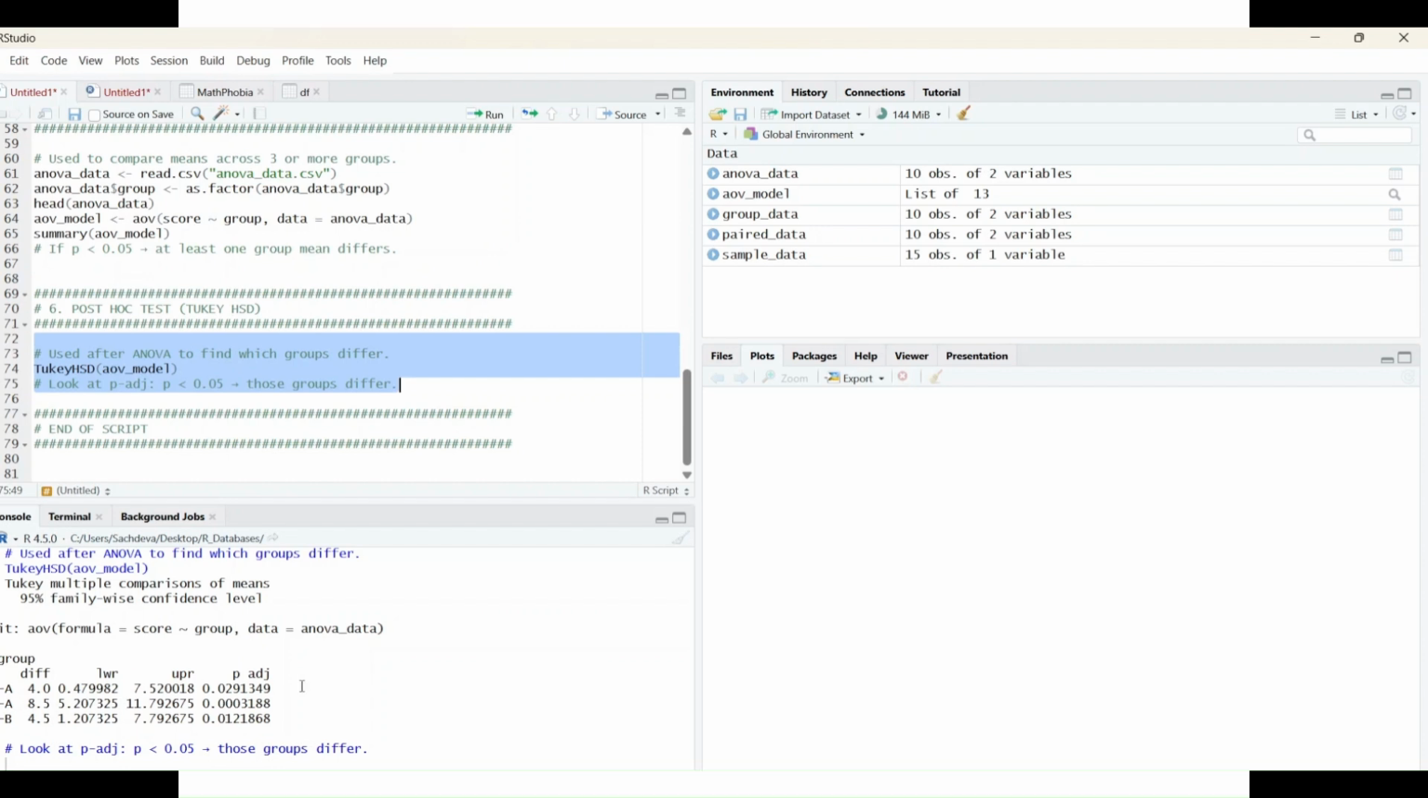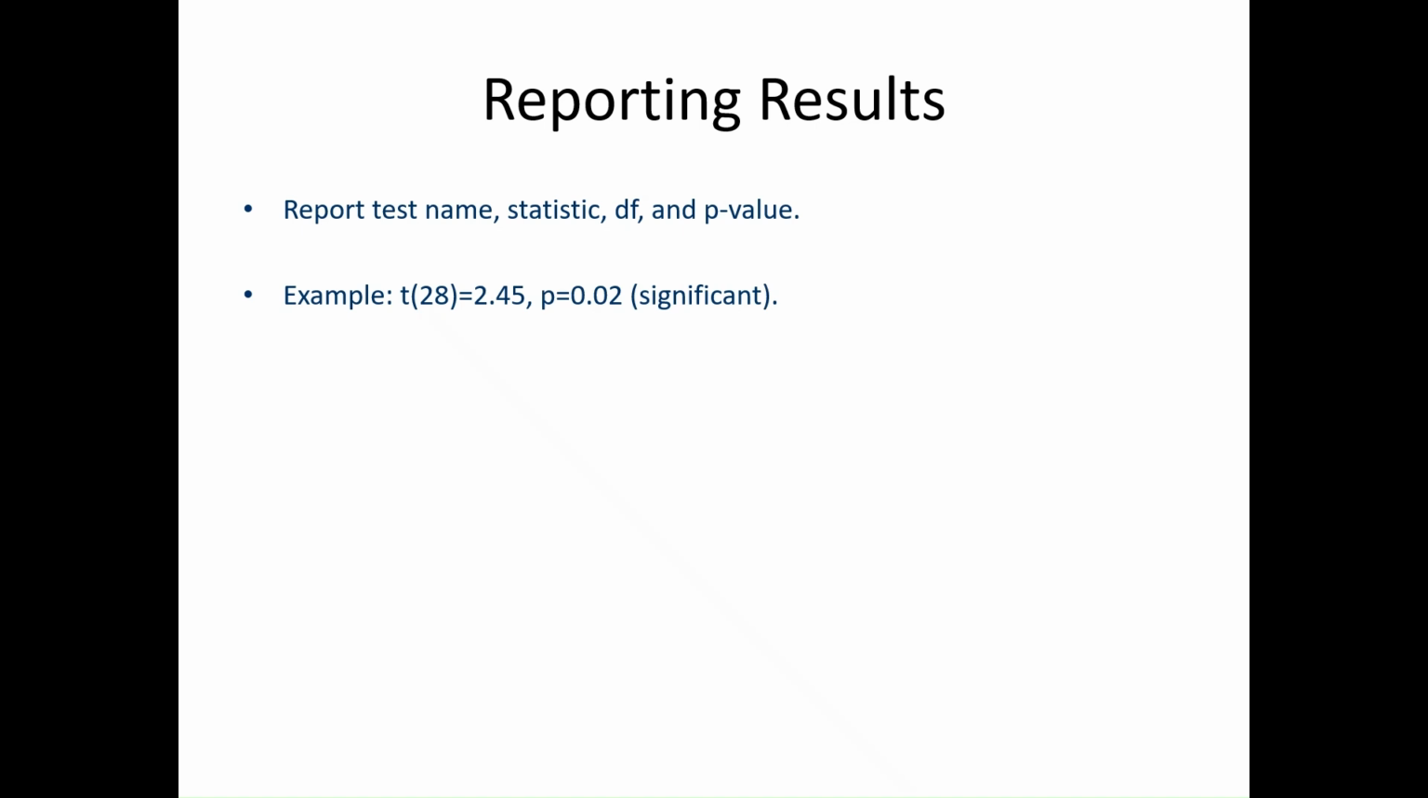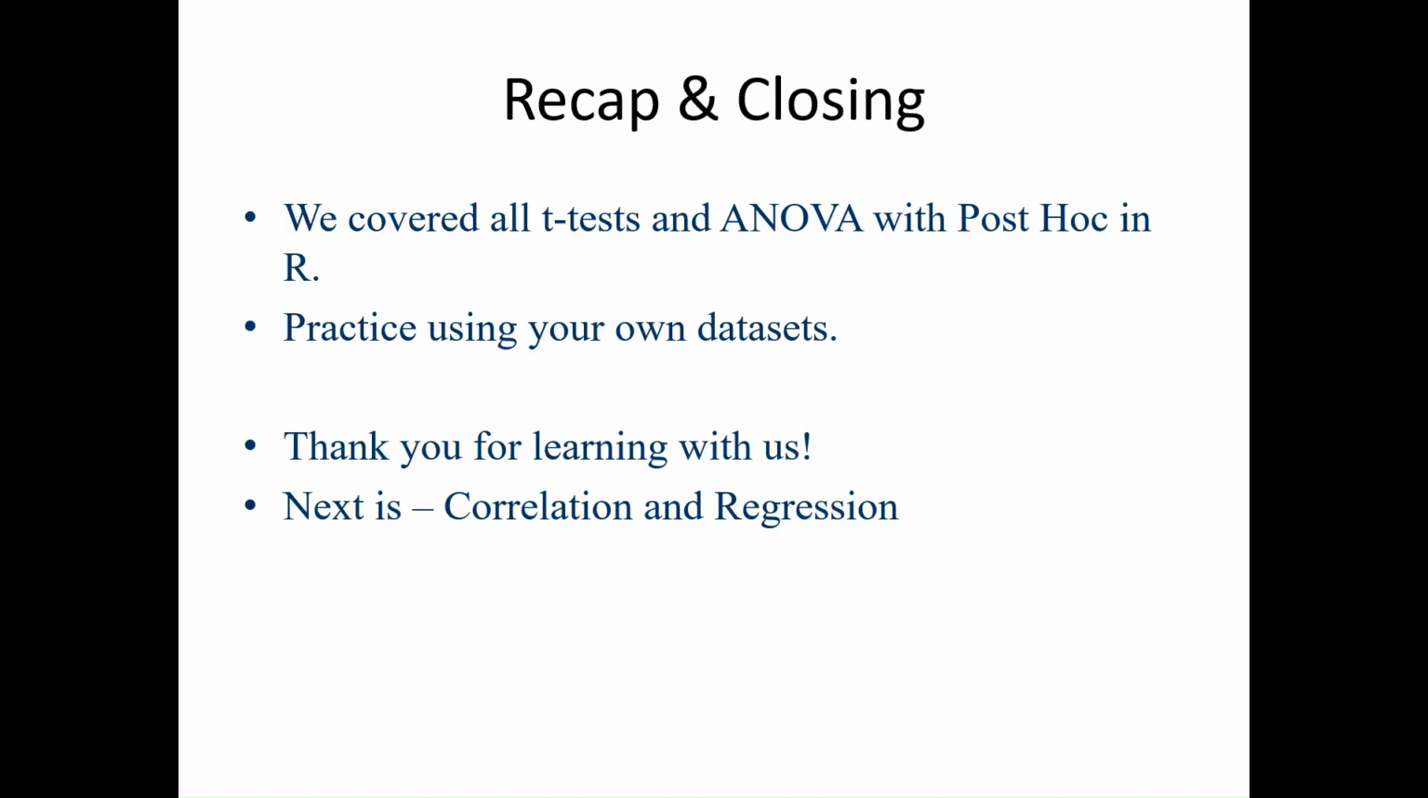When reporting statistical results, always include the name of the test statistic, degrees of freedom, and the p-value. For example, t(28) = 2.45, p = 0.02, indicating a statistically significant result. Clear reporting ensures transparency and reproducibility in research.